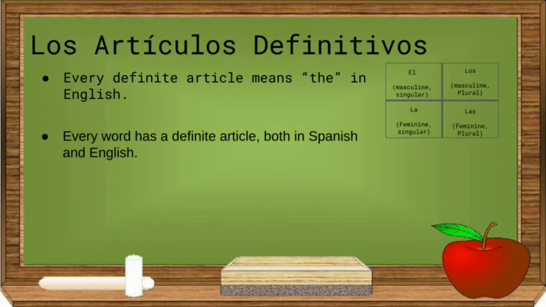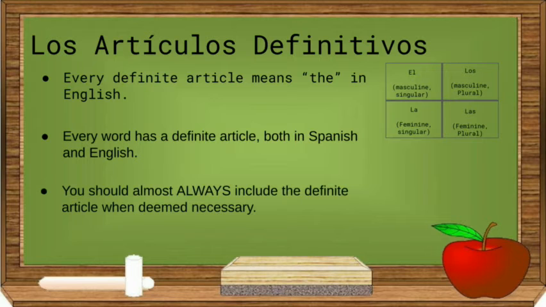All right. You should almost always include the definite article when deemed necessary. Depending on the scenario, you figure that out yourself. There are times when you can omit it, but it's something that English speakers do that we tend to become lazy on. And it's best in Spanish not to do that, to be formal. There are, I said, occasions where this can be okay, though.